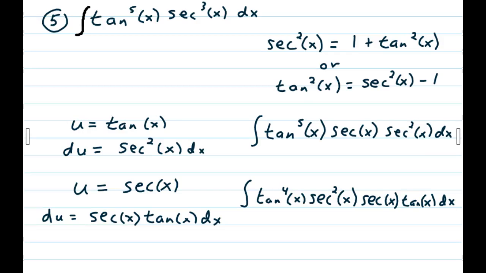Number 5, the integral of tangent to the fifth power of x secant cubed of x dx. Again, we look at our two choices. We could let secant squared be 1 plus tan squared, or we can let tangent squared of x be secant squared of x minus 1.